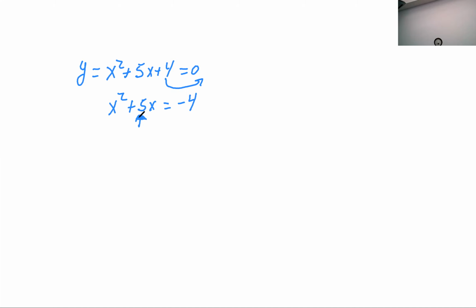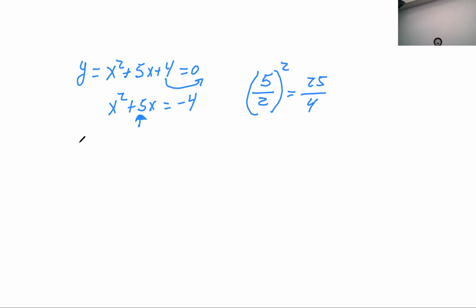And when you look at that number, what you want to do to complete the square is take that number, 5, and you always cut it in half, divide it by 2. And by completing the square, you want to square that number. So when you do that, you get 25 over 4. And the idea is that if you add that number to both sides of the equation, you would be able to complete the square.